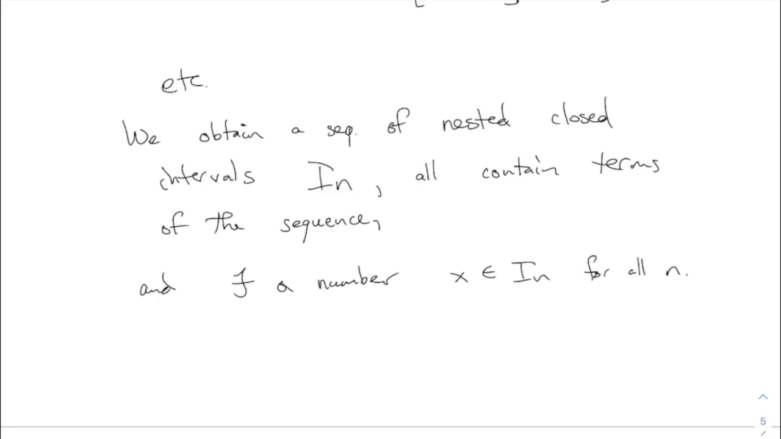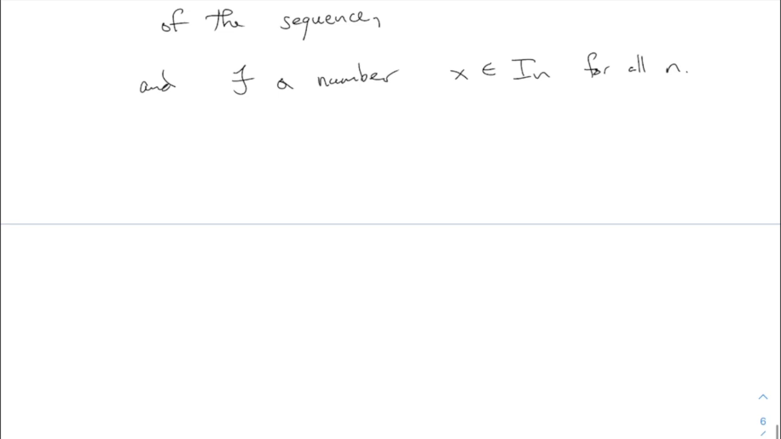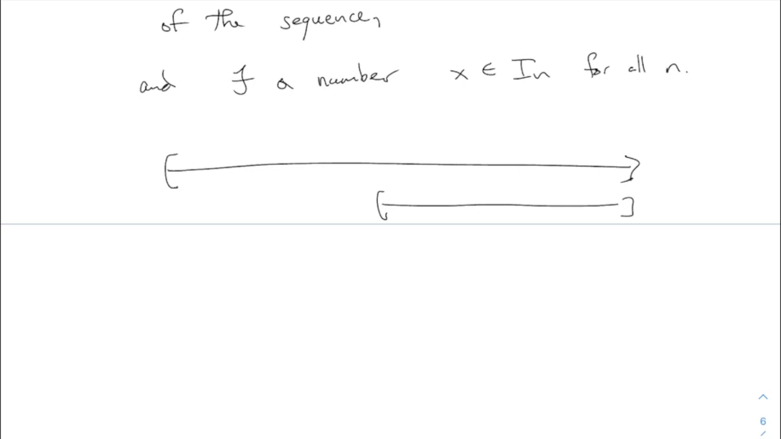So the picture that we end up with is, sorry, I'm scrolling here. You have this big one, and then you cut it in half a bunch of times. But you do it in such a way that you always have points from your sequence in all of these. Right? And these things, in the limit, they do actually have a number in them. I don't know if that number was part of the original sequence. It may or may not be.